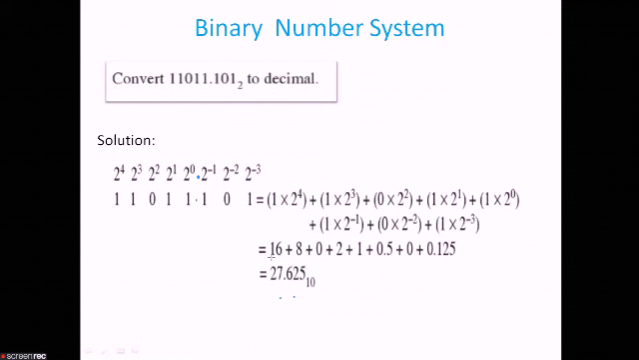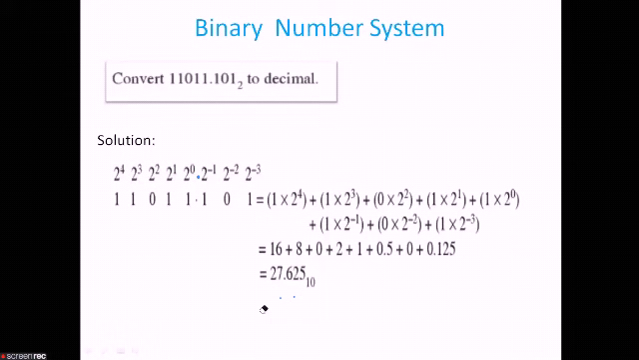From here, we are getting the result as 16 plus 8 plus 0 plus 2 plus 1 plus 0.5 plus 0 plus 0.125. So the result is 27.625 to the base of 10. If you don't write 10, it is okay, but you can also write it. If the number has no base, then it is a decimal number. Already you know this point. I hope this is clear to you.